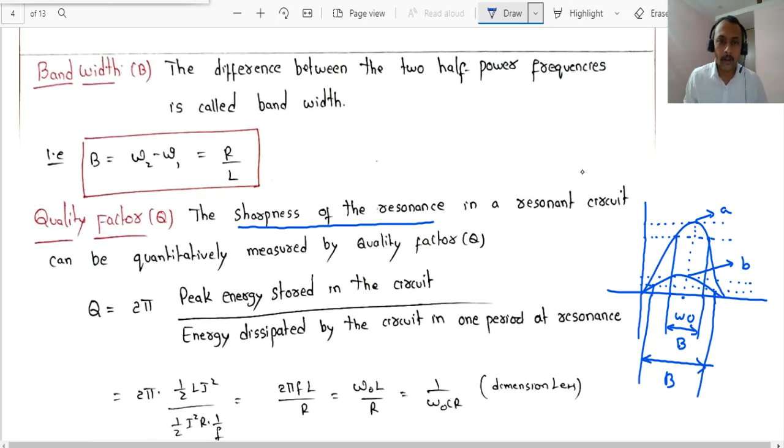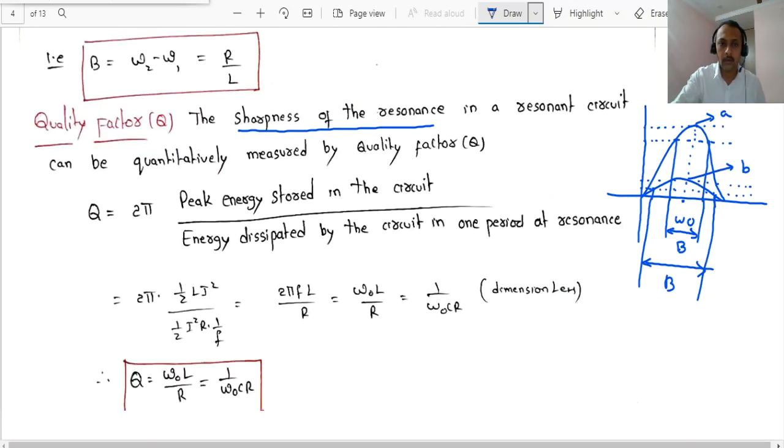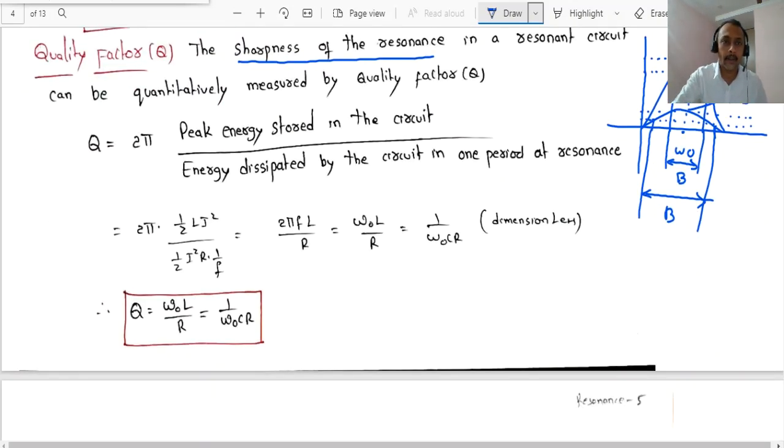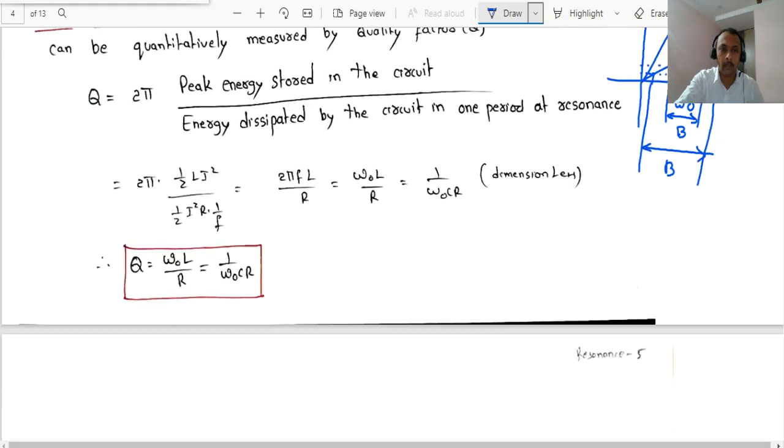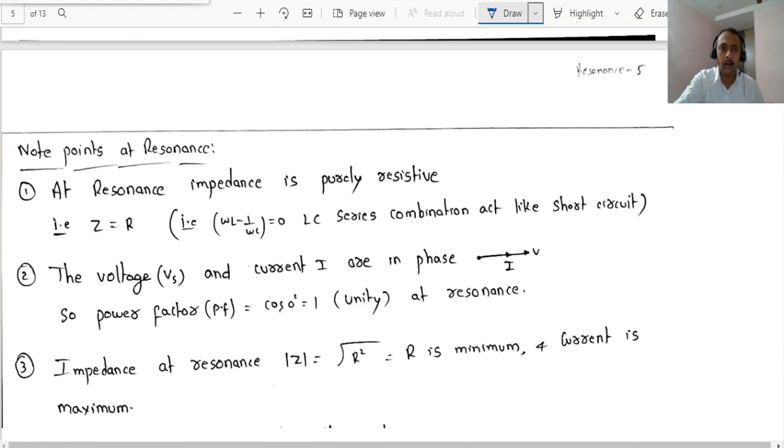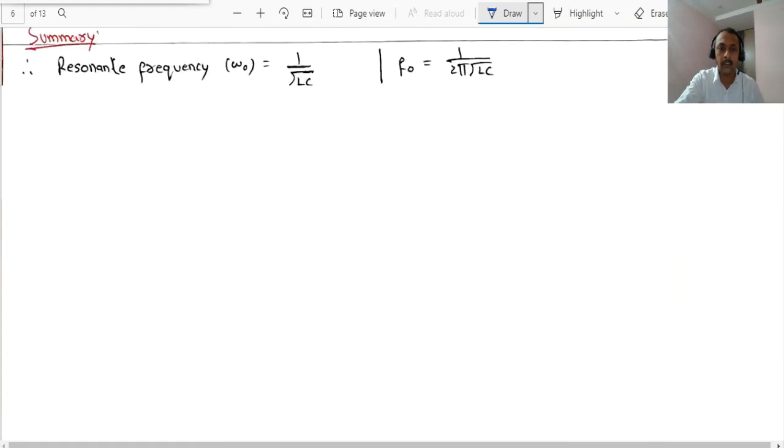So quality factor indicates the sharpness of the resonance. That is what we have seen here. Or 2 pi times energy stored in the circuit divided by energy dissipated in the circuit. Omega naught L by R, or 1 by omega naught RC, we got in the series resonance.